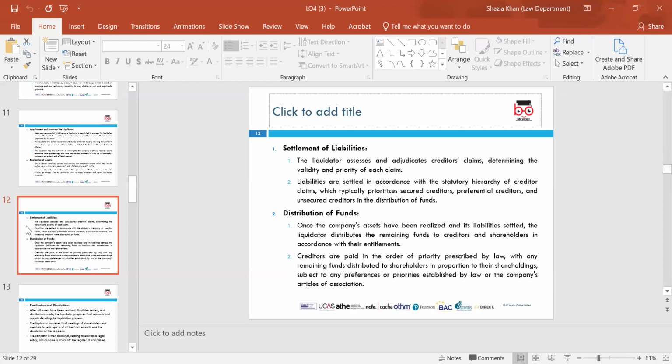Distribution of funds. So once the company assets have been realized and its liabilities settled, the liquidator distributes the remaining funds to creditors and shareholders in accordance with their entitlements. Creditors are paid in the order of priority prescribed by law, with the remaining funds distributed to shareholders in proportion to their shareholdings, subject to any preferences or priorities established by law or the company's articles of association.